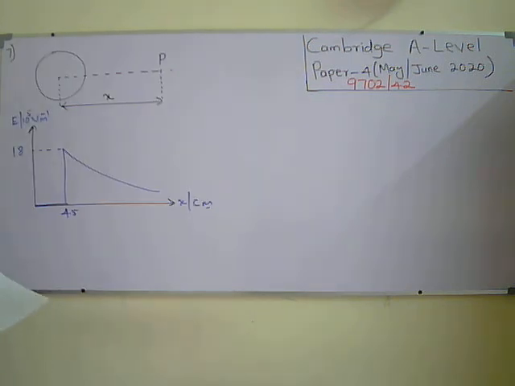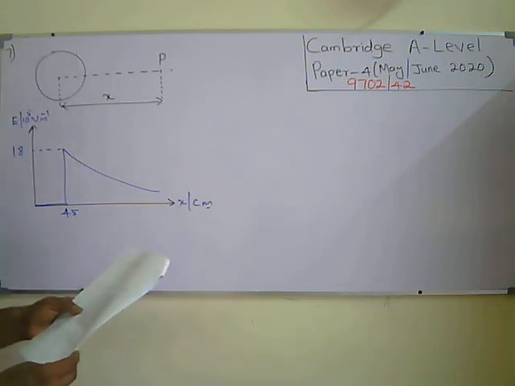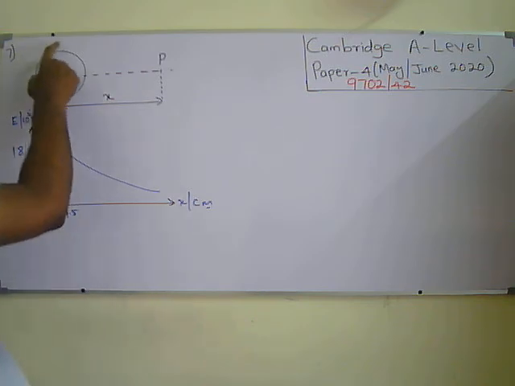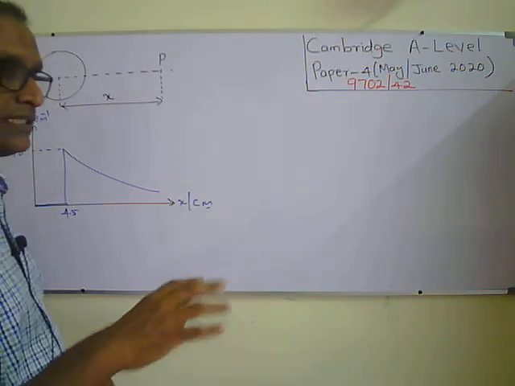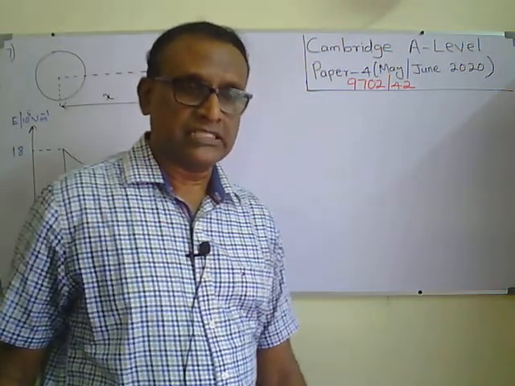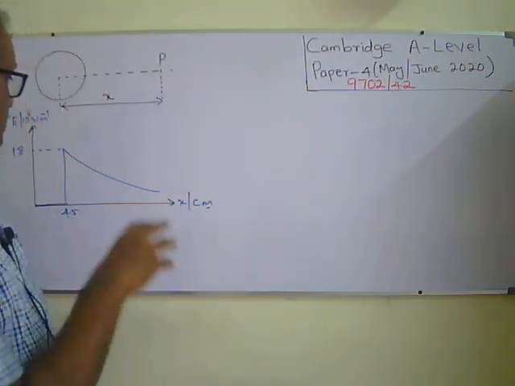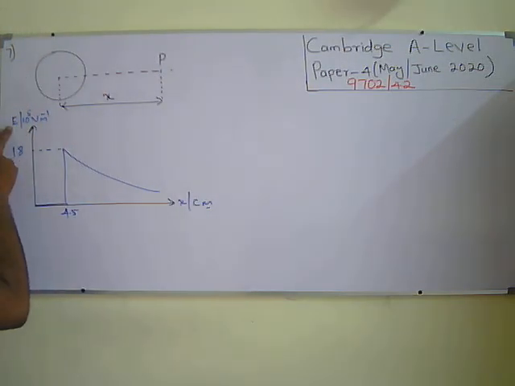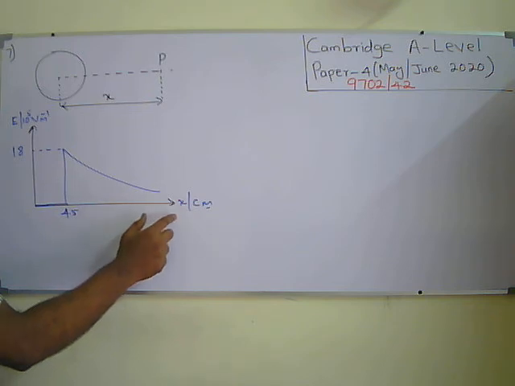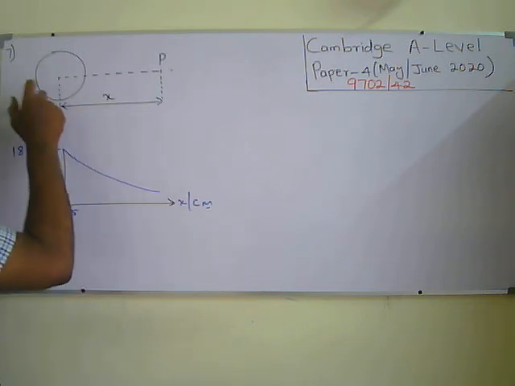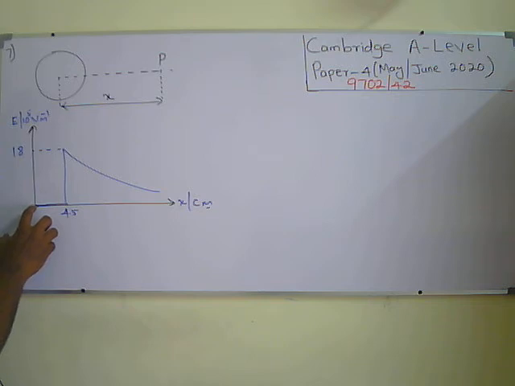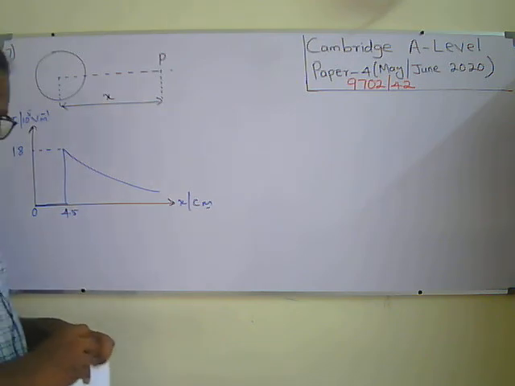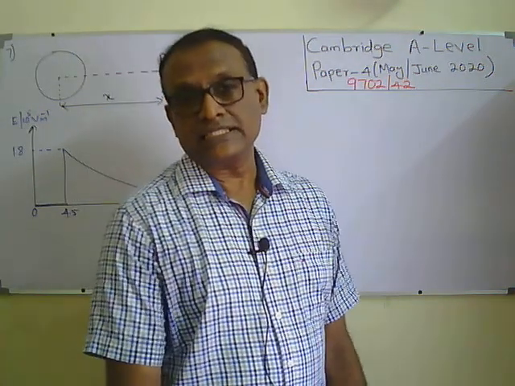Okay, question number 7. It's a metal sphere, and electric fields. It's a charged metal sphere. You know, charges remain on the outer surface of the metal sphere. This graph gives electric field strength with distance. Distance is measured from the center of the sphere, and you can see the electric field strength is 0 up to 4.5 centimeter. You know, inside metal, the electric field strength is equal to 0.